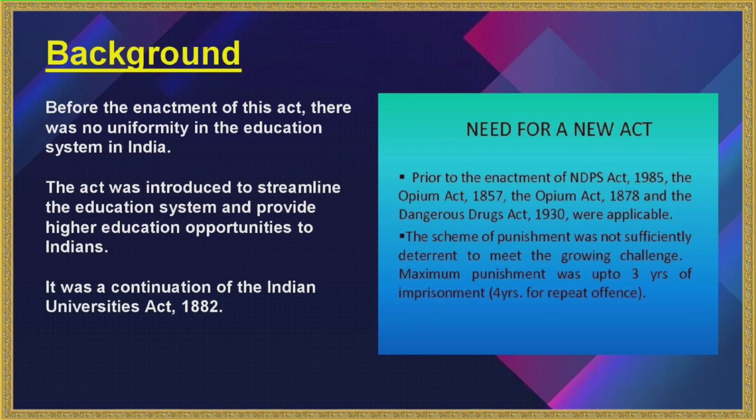Background. Before the enactment of this act, there was no uniformity in the education system in India. The Act was introduced to streamline the education system and provide higher education opportunities to Indians. It was a continuation of the Indian Universities Act, 1882.